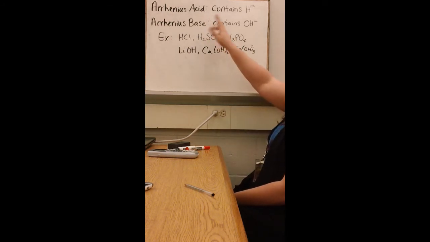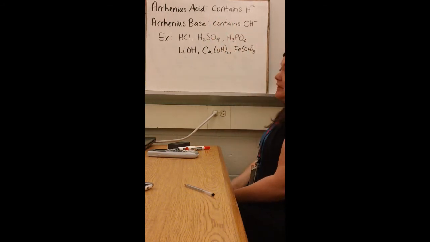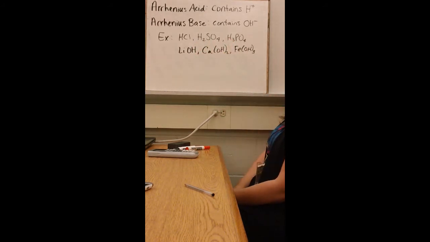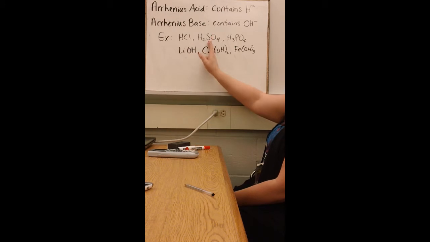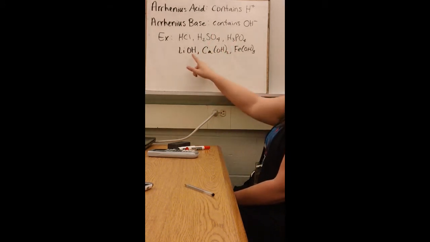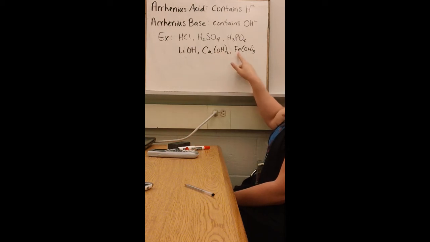The Arrhenius acid is the one we were just talking about when we talked about naming, and that's the one that basically says that acids contain hydrogen ions. An Arrhenius base says that bases contain hydroxide ions. So examples of acids would be HCl, H2SO4, H3PO4: hydrochloric acid, sulfuric acid, and phosphoric acid. Lithium hydroxide, calcium hydroxide, and iron 3 hydroxide would be examples of Arrhenius bases because they all contain hydroxide.